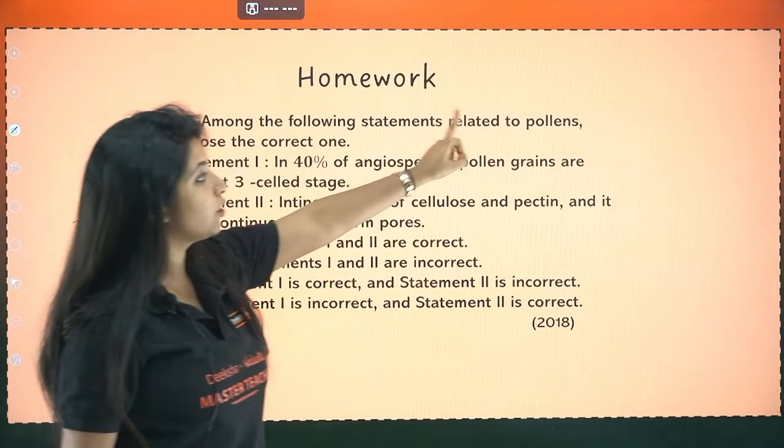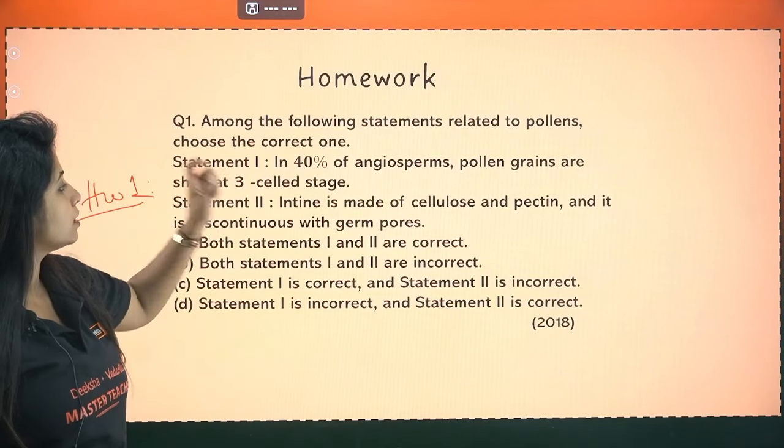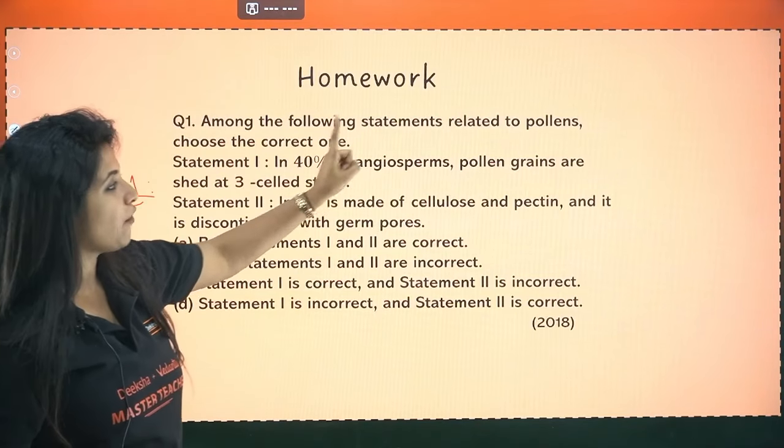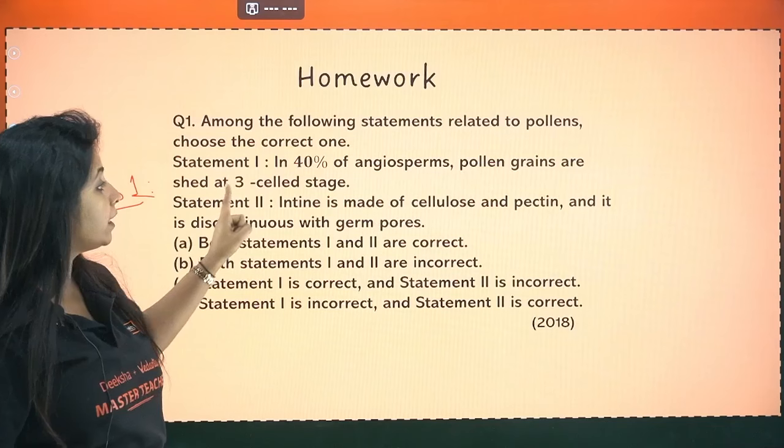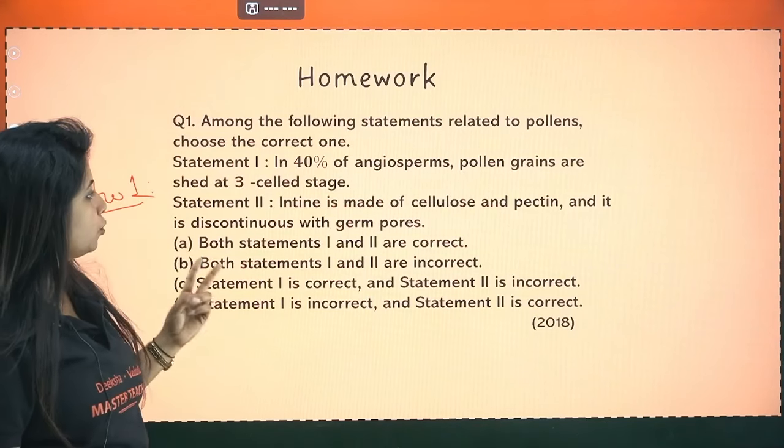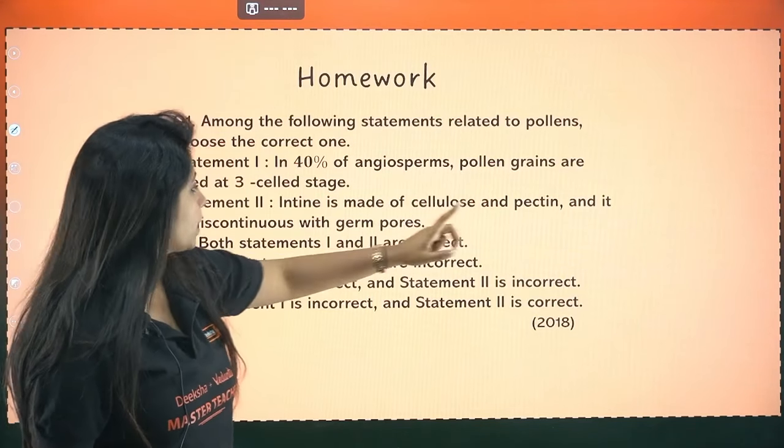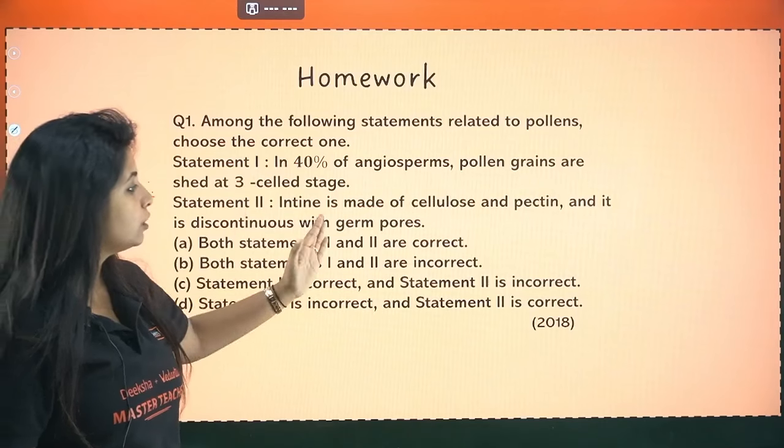Among the following statements related to pollens, choose the correct one. Statement 1: In 40% of angiosperms, pollen grains are shed at the 3-cell stage. Statement 2: Intine is made up of cellulose and pectin and it is discontinuous with germ pores.